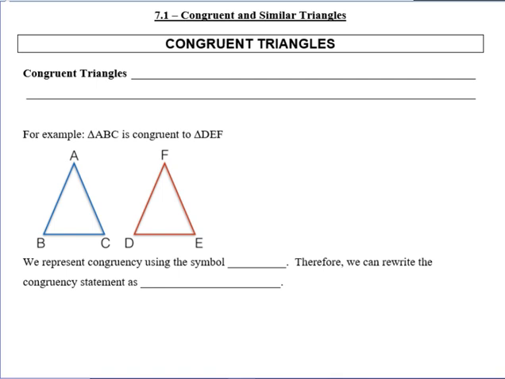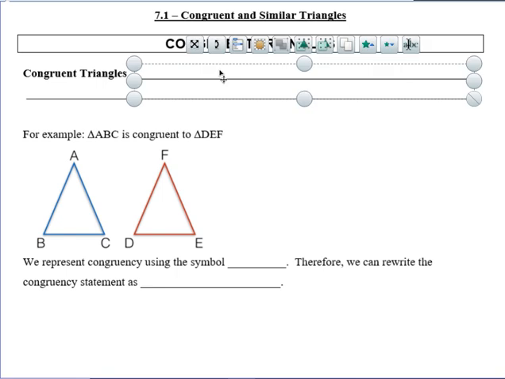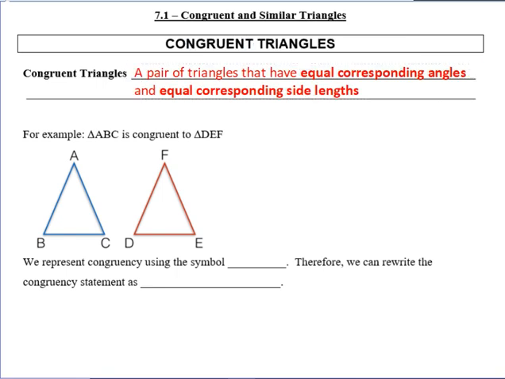Let's move on to congruent triangles. What are congruent triangles? Well, let's get a definition down. It's a pair of triangles that have equal corresponding angles and equal corresponding side lengths. Interesting.